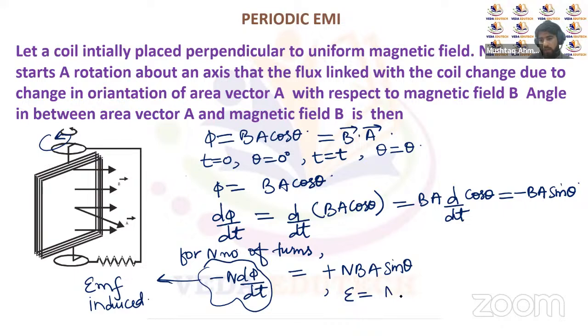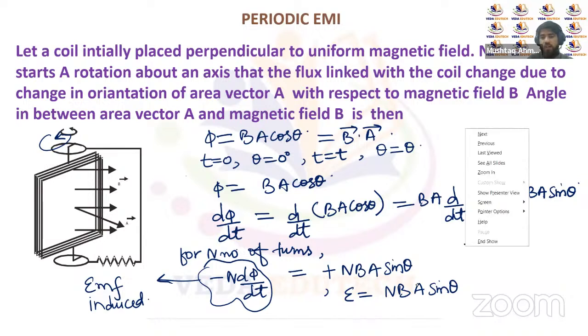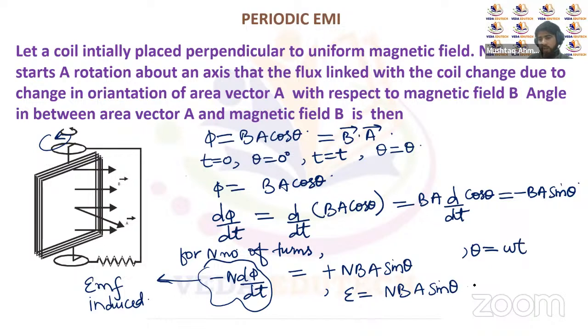sine of theta, right? And this theta is the amount of rotation from time t equal to 0 to time t equal to t. And since omega is constant, we can replace theta with omega t. So replacing theta with omega t here, it will be NBA sine of omega t, right?